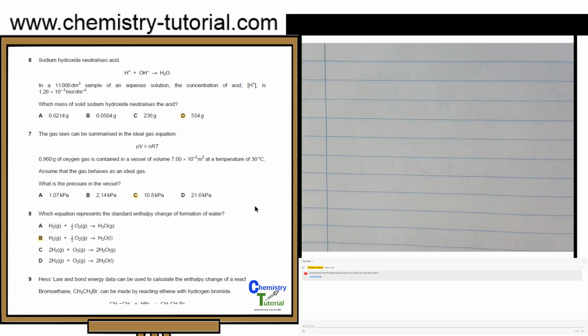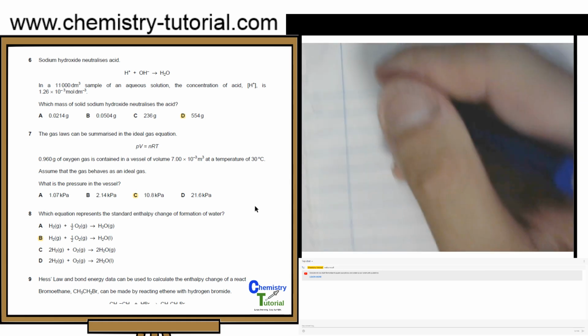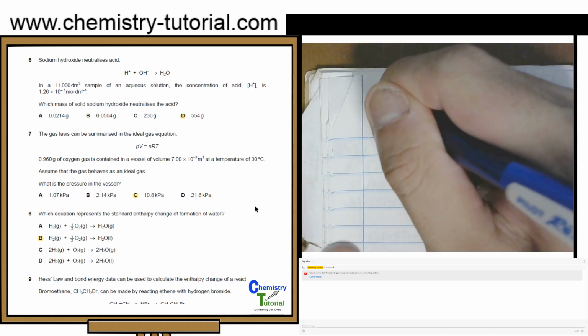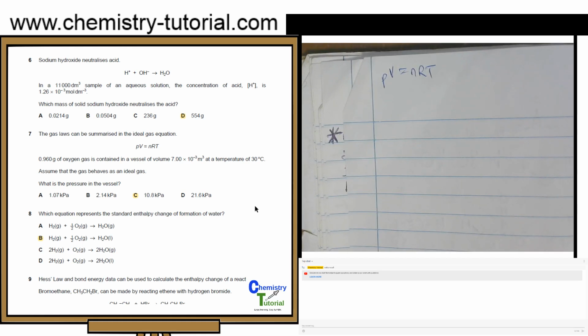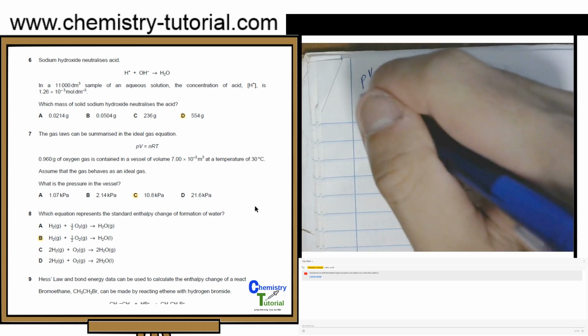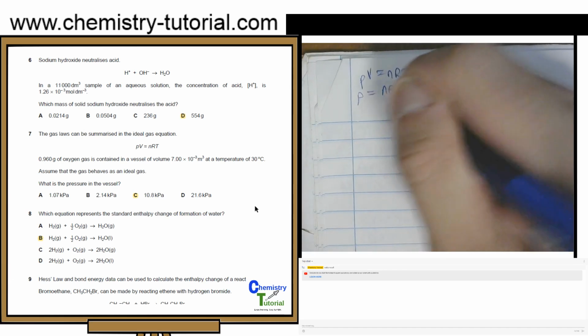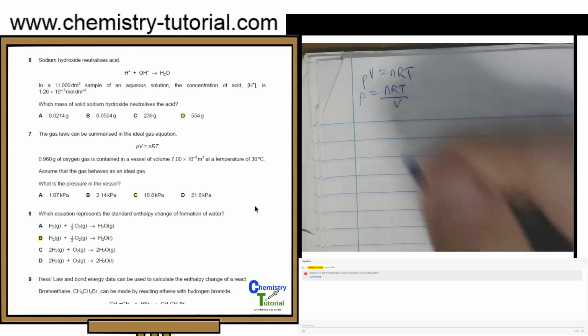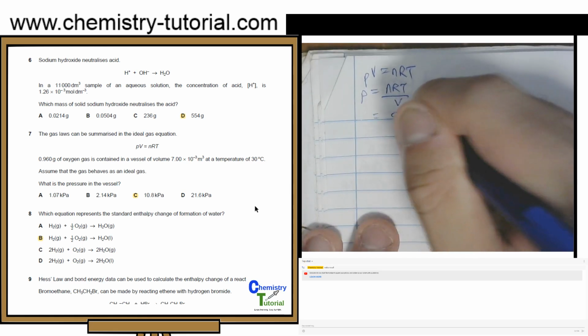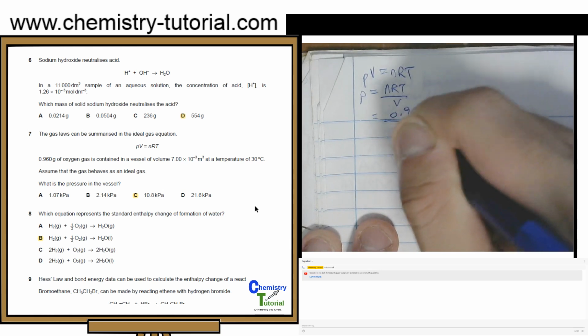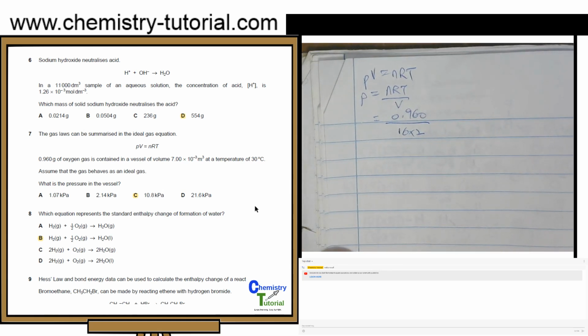Now, in order to use R as 8.31, you must make sure that the units of P is Pascal, the units of V is meter cube, and the units of T, the temperature, is Kelvin. Now, using the formula PV equals nRT, the question is asking us for the pressure. Therefore, we can make P, the pressure, our subject. So P is equal to nRT over V. The n is the number of moles of oxygen, which is mass over Mr. So 0.960 over the Mr of oxygen, which is 16 times 2, because the Ar of oxygen is 16 and we have 2 of them.